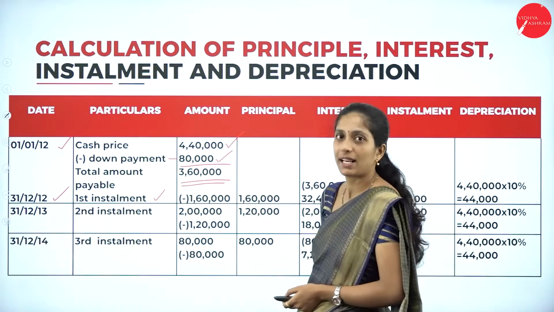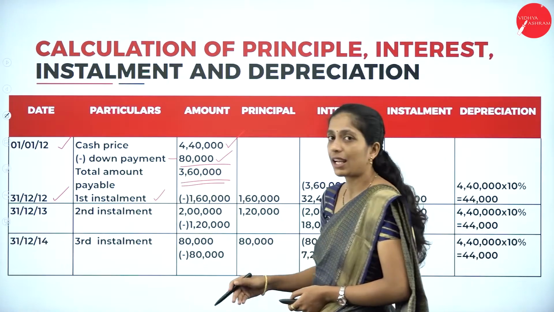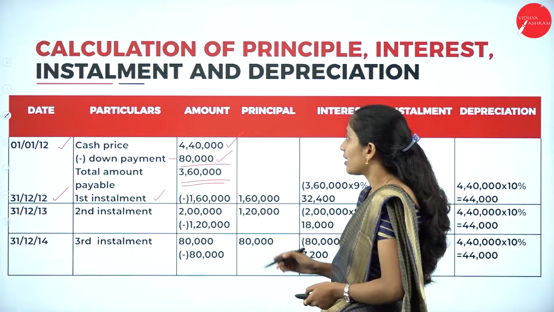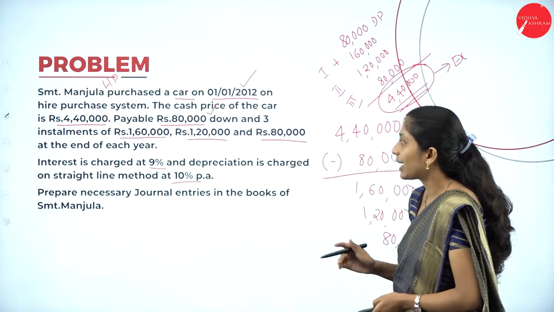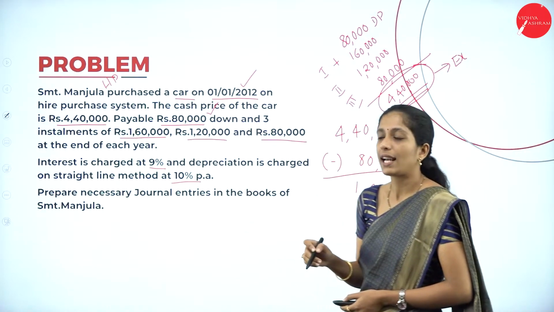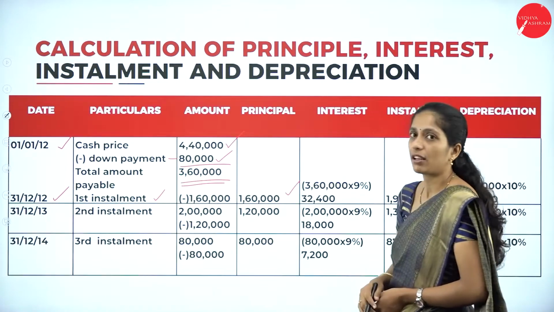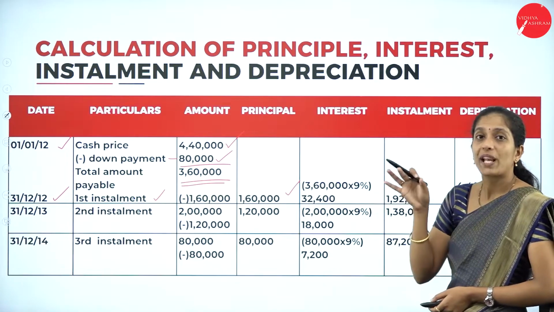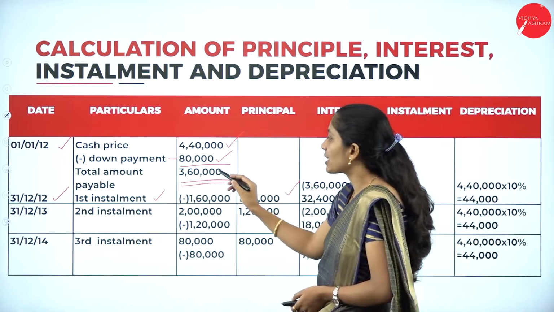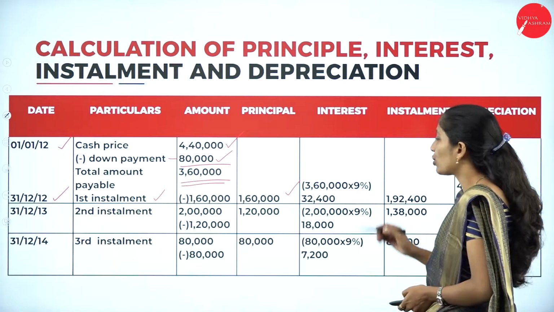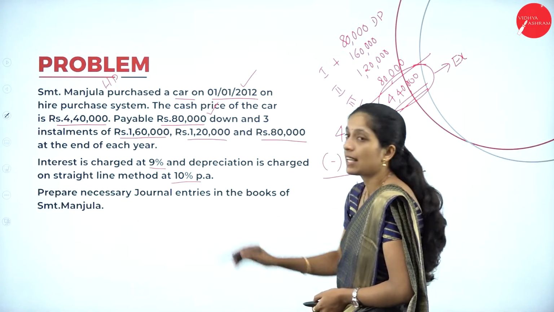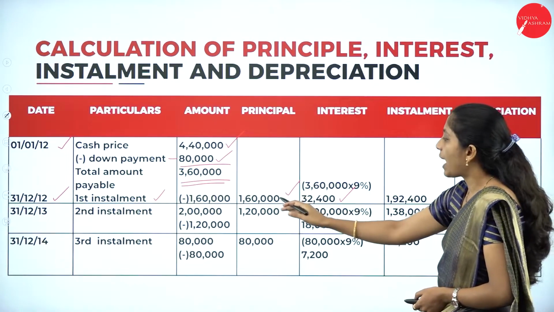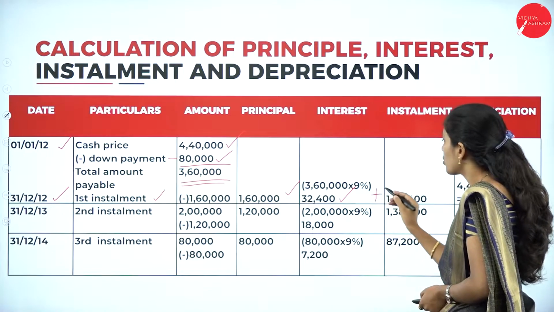Now go through the calculation. So the total amount payable is 3,60,000. We are going to make first payment at the end of the financial year 2012. So first principal amount is how much? Here they have given first year they are going to pay 1,60,000. Write in the principal column, 1,60,000. Now calculate the interest. So what is the amount payable in the first year? Amount payable in the first year is 3,60,000 into what is the percentage of interest? That is 9%. So how much you'll get? 32,400. Now if you add principal and interest, how much you will get?